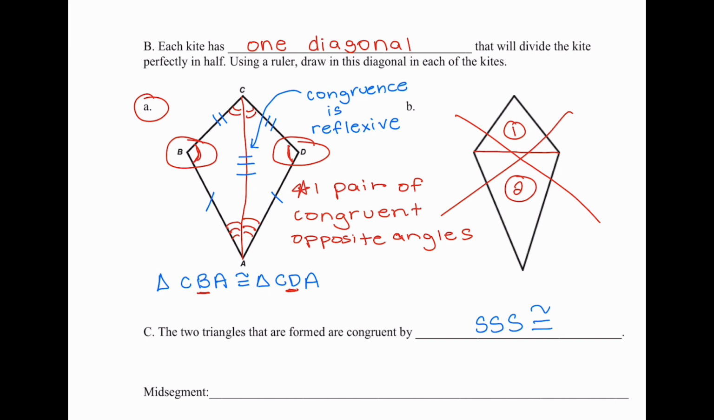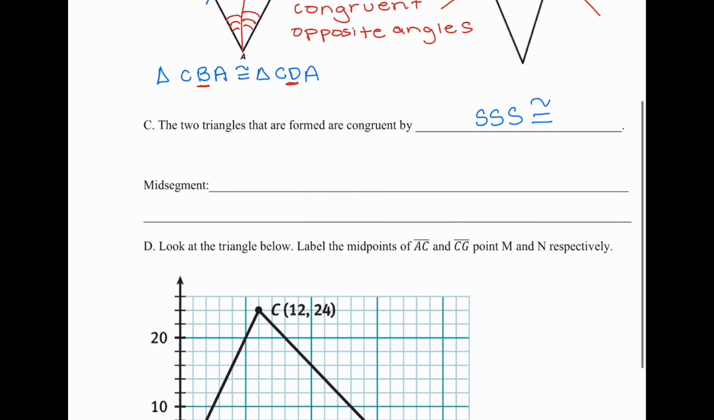And those are the main properties of a kite. The last thing we're going to talk about in this video are triangle midsegments.